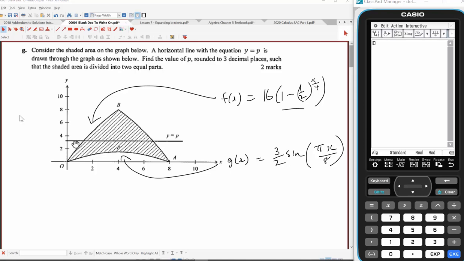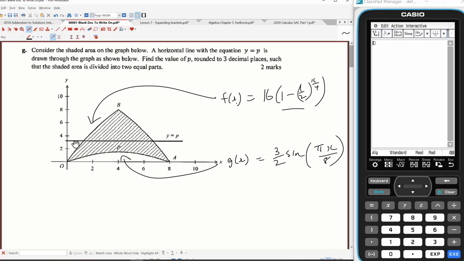Pretty tough final problem for the 2018 SAC here. So let's have a look at it. Consider the shaded area on the graph below. So that's this stuff here. A horizontal line with the equation y equals p is drawn through the graph as shown below. Find the value of p, rounded to 3 decimal places, such that the shaded area is divided into 2 parts.